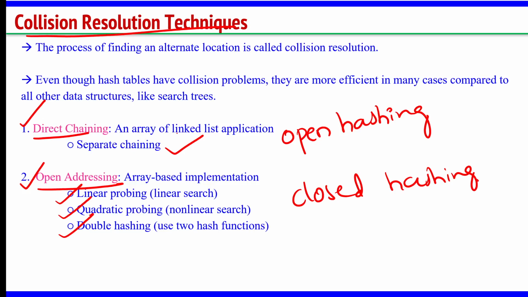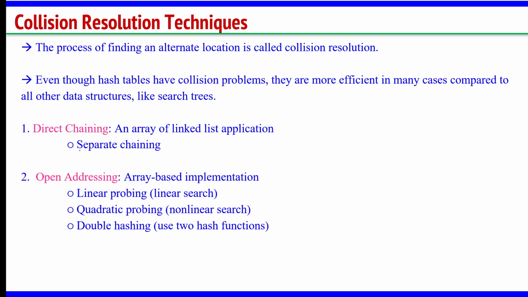Let us study them one by one. What is the first method? Separate chaining method. In the direct chaining method, we use an array of linked lists, whereas in open addressing we use an array based implementation. Here it is a linked list, here it is an array. Directly an array is used. Let us see how each of them avoids collision. I hope it is clear.